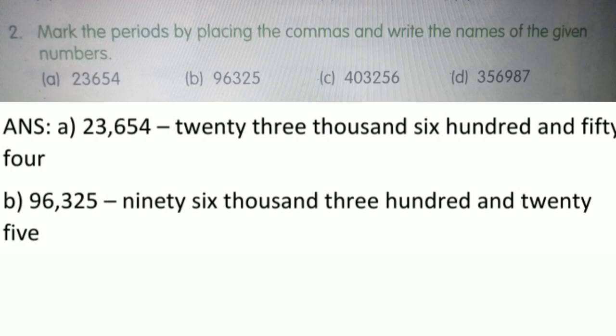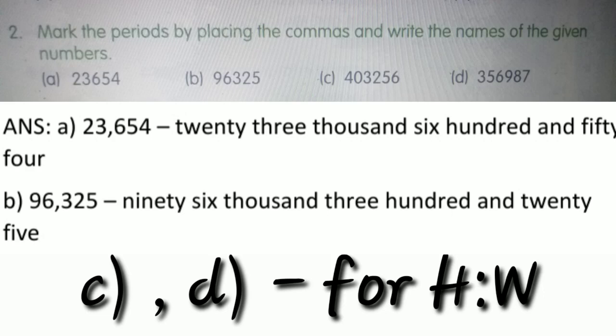Okay. Now the part C and part D are meant for your homework. The digits in part C are 403256 and part D 356987. So you just have to put a comma properly using the place value chart and have to write the name of the given numbers.